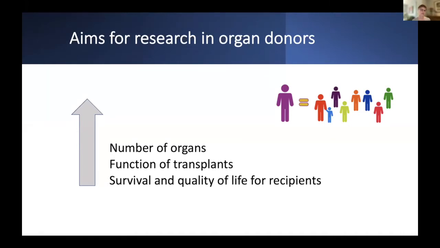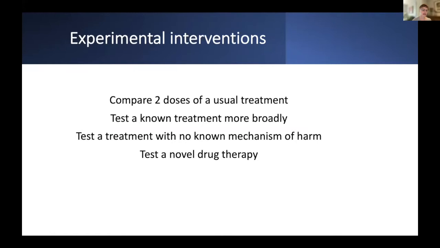Just enhancing the number of organs is key, but all of these outcomes are important aims for research in organ donors. So what do I mean about interventions? The experimental interventions that we talk about in deceased organ donation are really anything that we might study to enhance our care of deceased organ donors. As an example, we might compare 2 doses of a usual treatment in a randomized clinical trial.